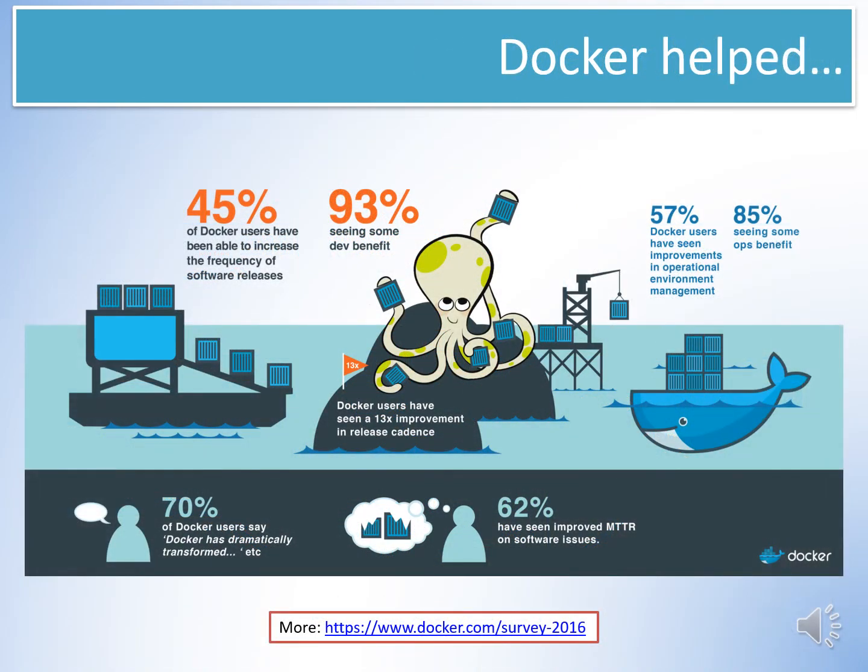According to Docker statistics in 2016, Docker has been useful in many aspects. For example, 45% of Docker users have been able to increase the frequency of software releases, 93% seeing some dev benefit, 57% have seen improvements in operational environment management, 85% seeing some ops benefit, 70% of Docker users say Docker has dramatically transformed their work. 62% have seen improved MTTR on software issues.